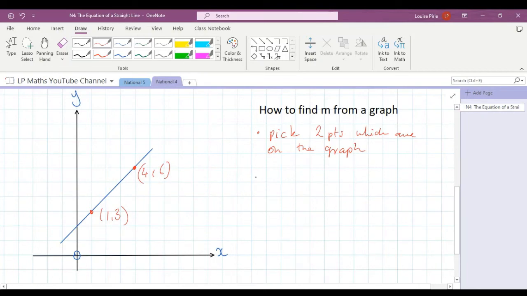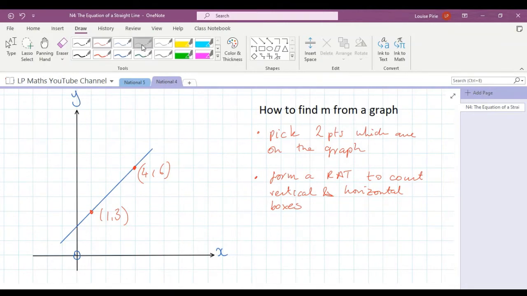And what we do now is form a right angle triangle so we can count the vertical and horizontal boxes. I'll do this in a different colour so you can see exactly what I'm doing. Going across and coming down. There's my wee right angle triangle. I can now count how many boxes are going across. So that's 1, 2, 3. That is 3 on the horizontal. It is also 3 in the vertical.